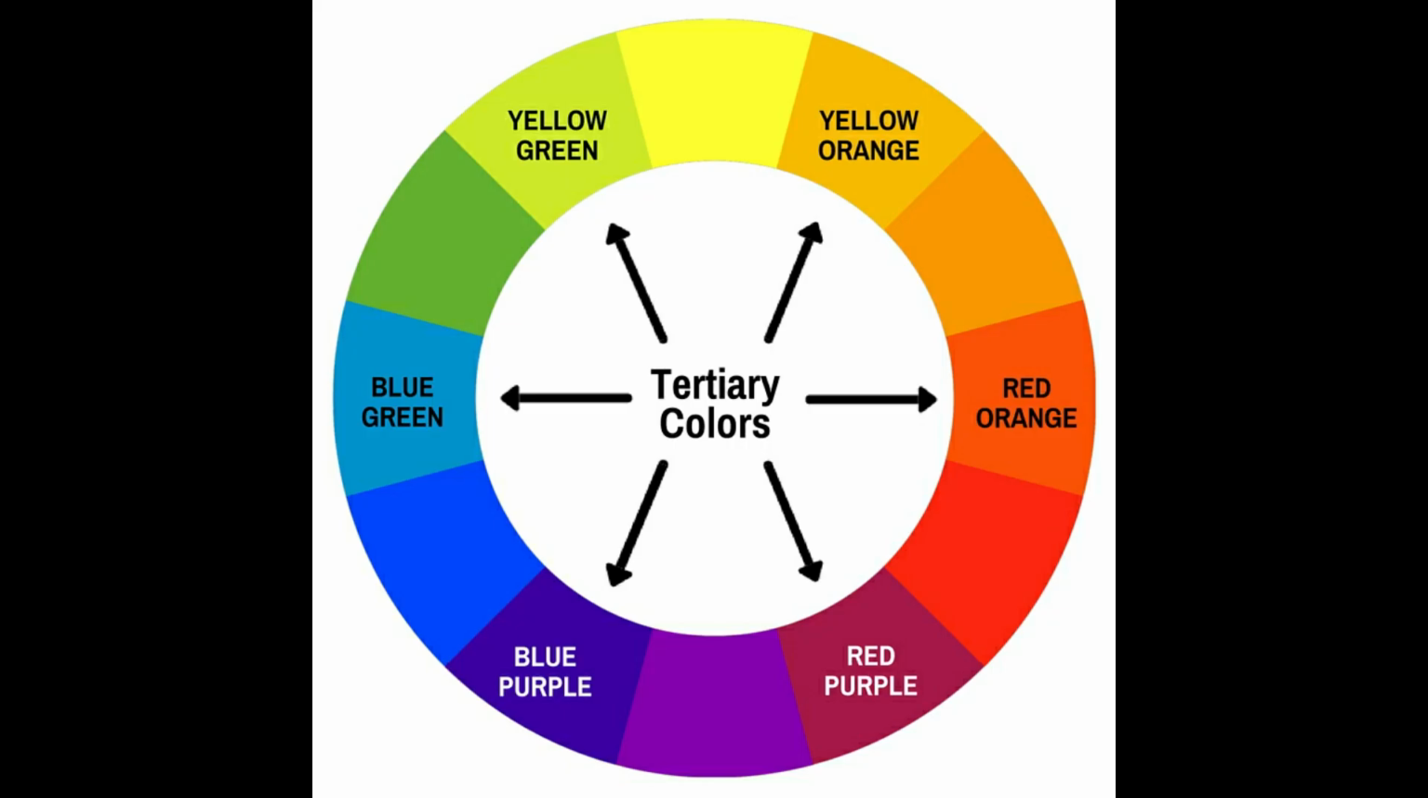Tertiary colors are created when mixing a primary color and a secondary color to produce colors like red orange and yellow orange, and many more. Color schemes are how colors are paired up in designs. And there are 5 main color schemes.